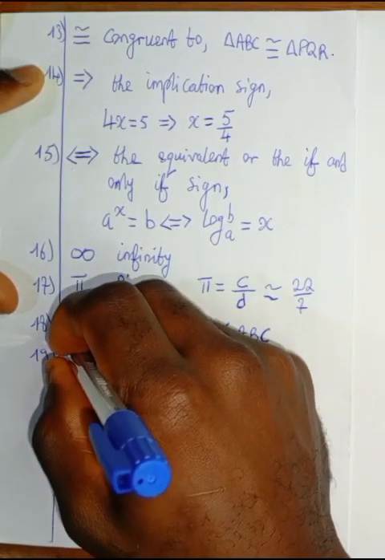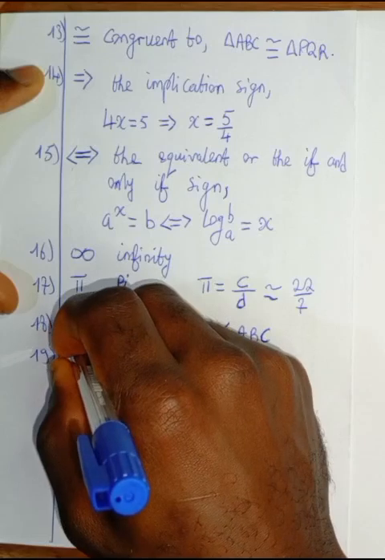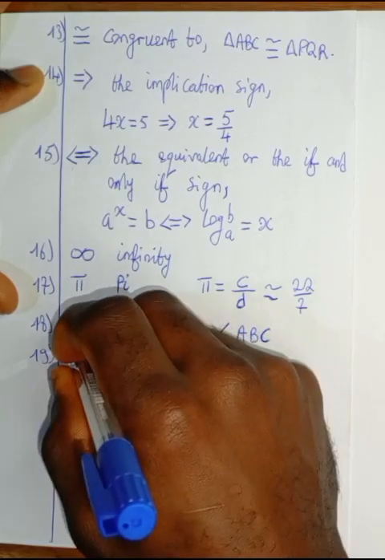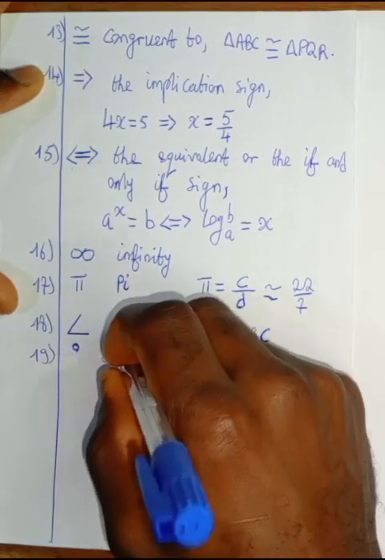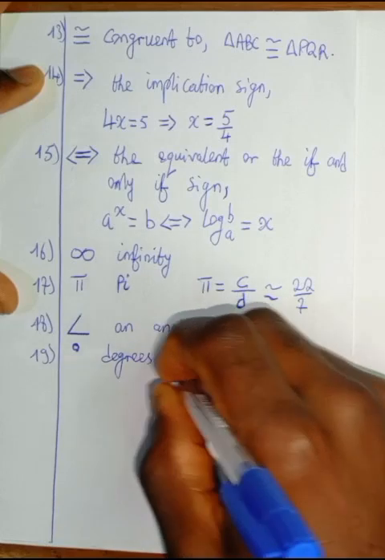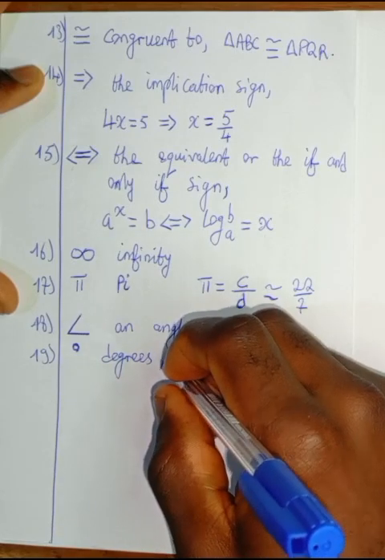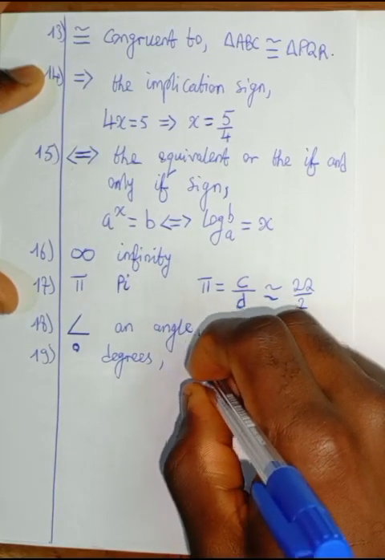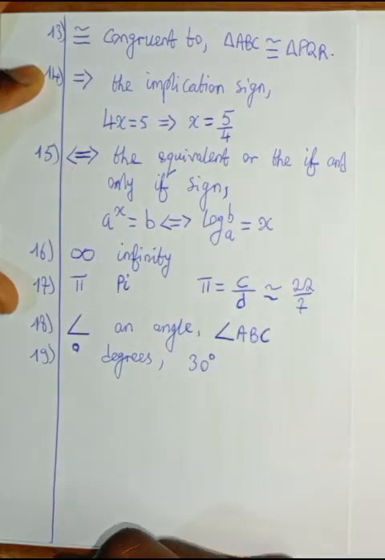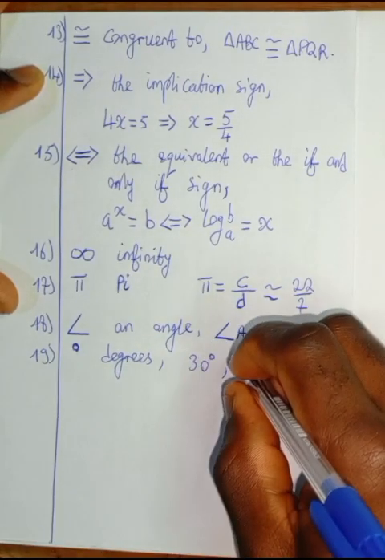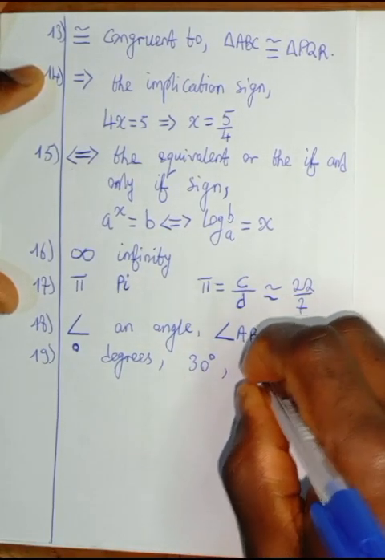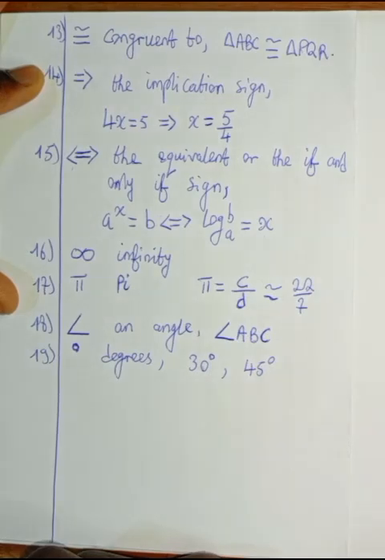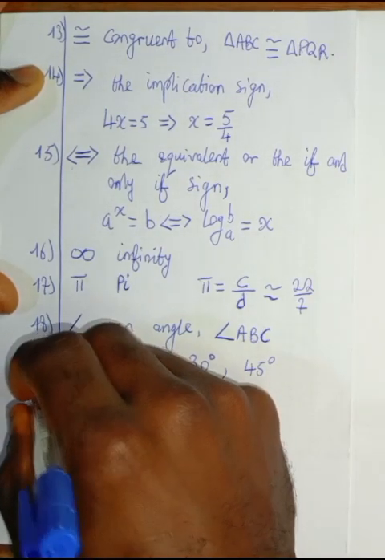We go to 19. We have a small o which hangs up like this, and it stands for degrees, which is a unit for measuring angles. For example, 30 degrees, 45 degrees. We go to the next, 20.